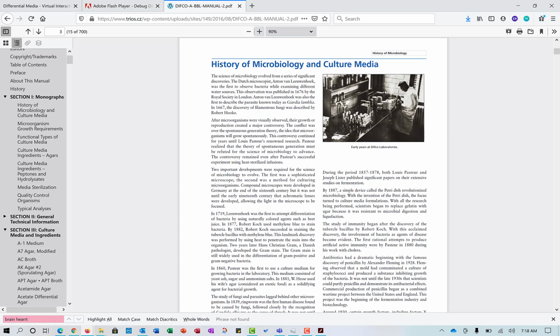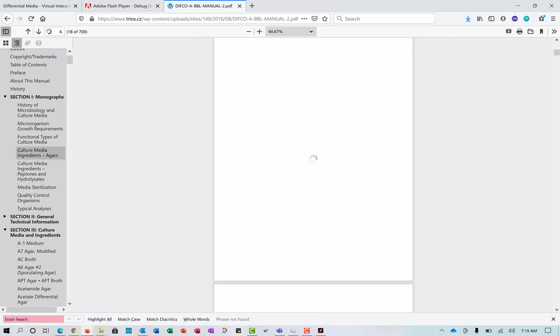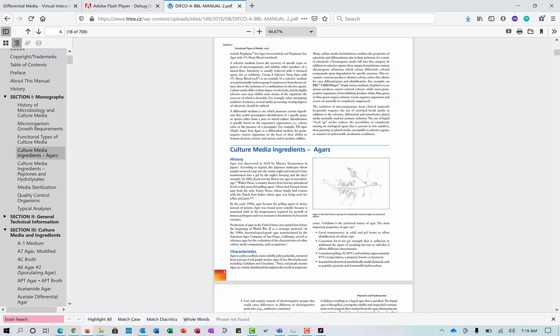And I would highly recommend you go through the first few pages and really look at the different types of culture media, the culture ingredients. For example, agar is actually from a seaweed, from a plant. And so again, it's very interesting to see what's in it.